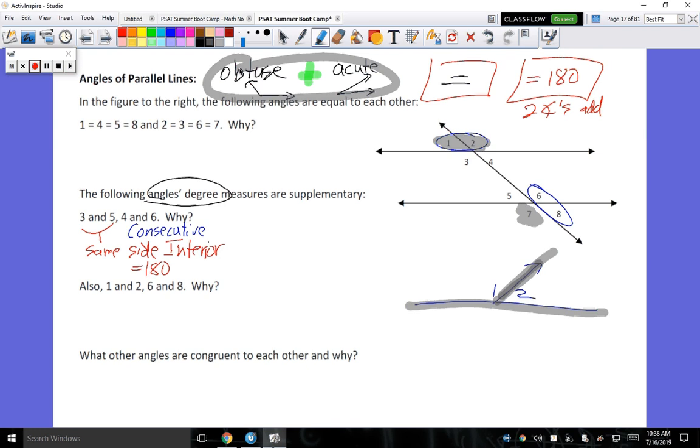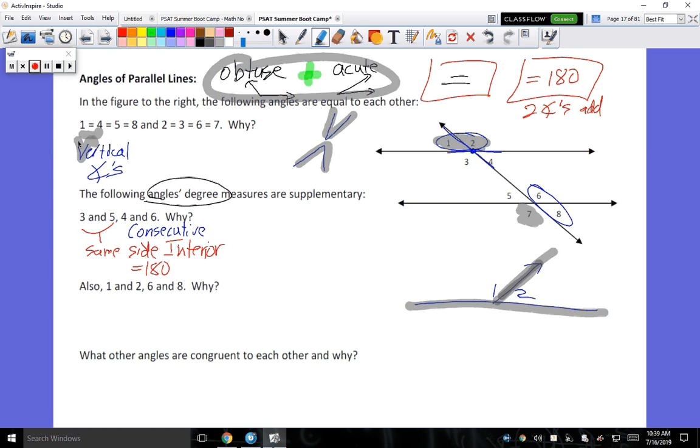Alright, so we have 1 and 4, 5 and 8. Guys, why are 1 and 4 equal? What's the formal name? Not alternate, but vertical angles. Vertical angles. Okay, a good way to look at that is that these angles are touching at the same vertex, and if you were to pull them apart, that vertex, to me I see two V's. So vertical angles. Okay? How about 5 and 8? Also vertical, right? 2 and 3 and 6 and 7, all vertical angles.